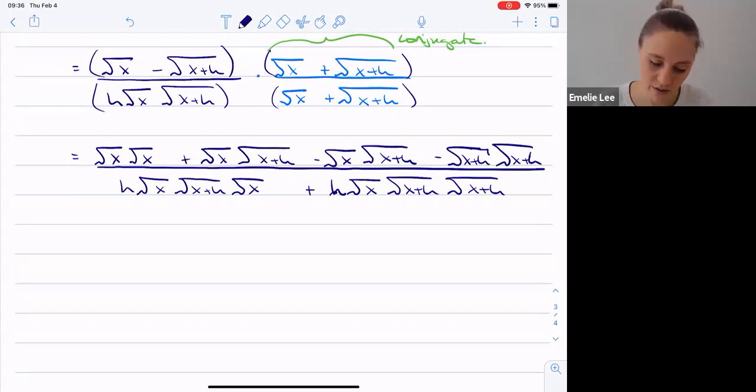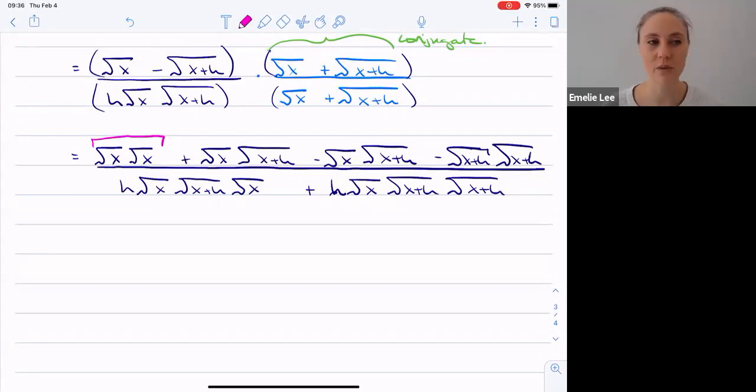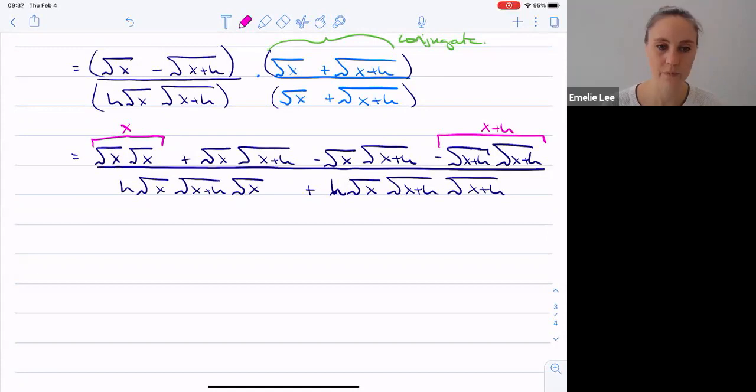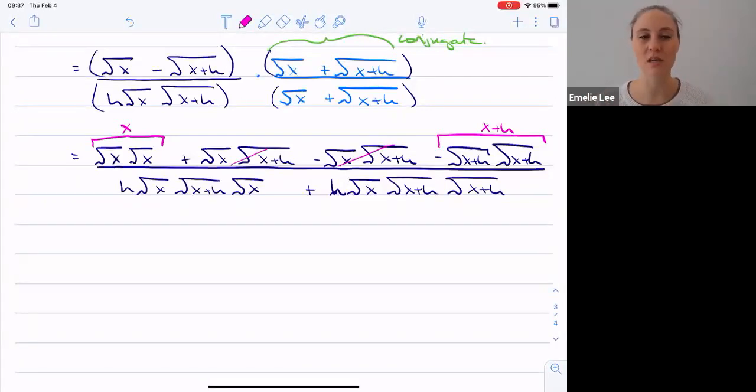Now I'll just go through and highlight. Here I've got the root of the same thing times the root of the same thing, that's going to be x. And then this is x plus h. Of course, this is going to go away. The root of x times the root of x plus h minus the same thing, that's going to cancel out. And that is the reason we multiply by the conjugate. It's because those center terms are going to cancel out. So if you're working on these problems and you're finding that they're not canceling out, you've done it wrong.